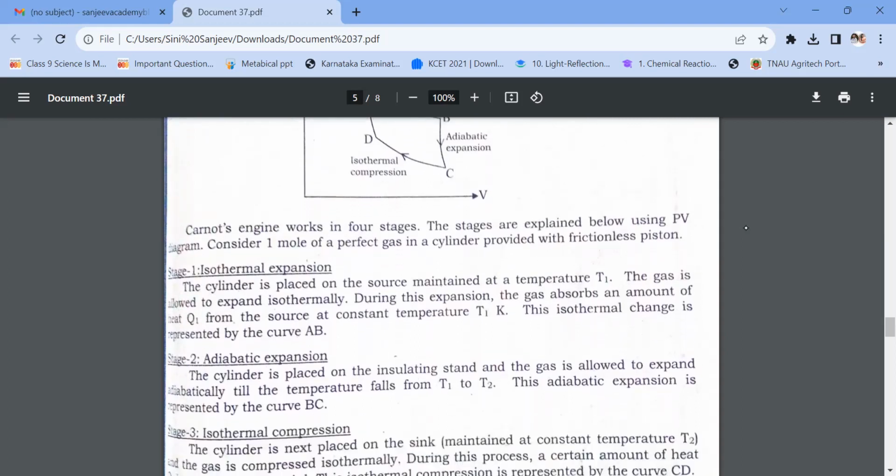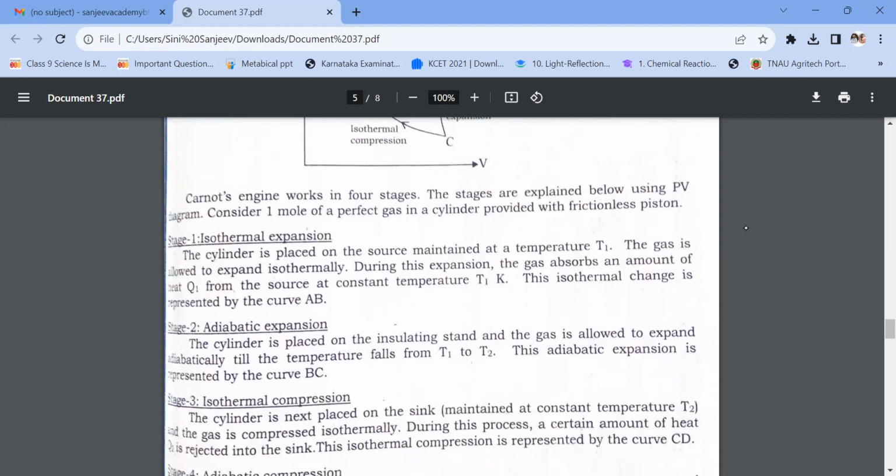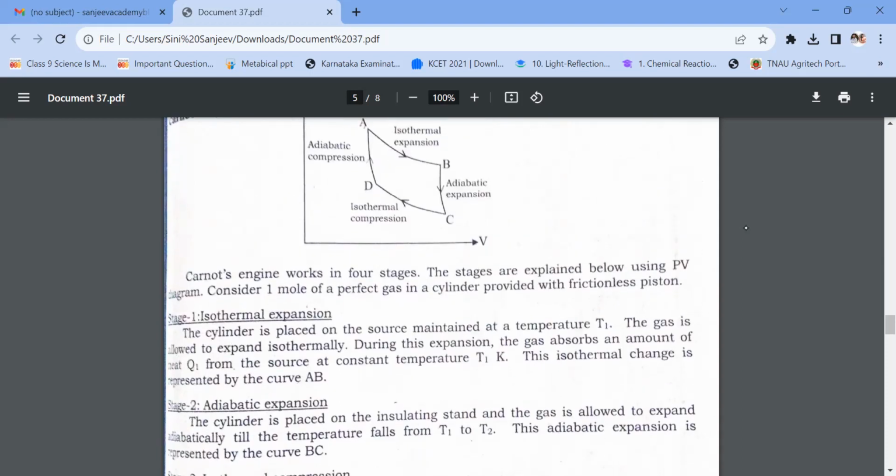Then next one is isothermal compression. Isothermal compression, again, what is maintained? The temperature is maintained. So the gas is being compressed again. And then I told you what the sink is, right? Where it's a cold part. So a certain amount of heat will be released to the sink here. Next part is again the isothermal compression, done.